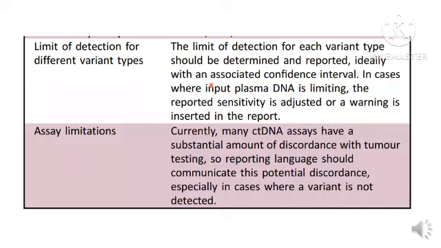So you have to mention the limit of detection for different variant types also, because all the variants will not have the same limit of detection in your assay. And finally you have to write your assay limitations in your report.